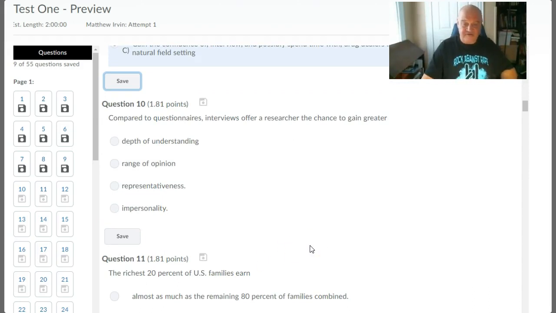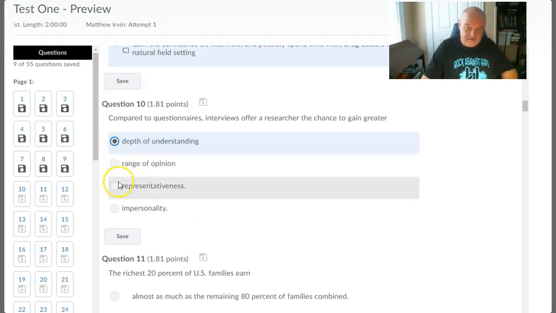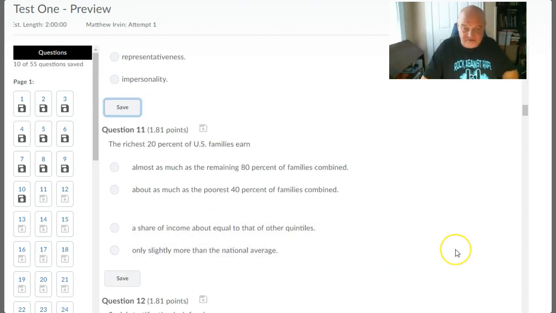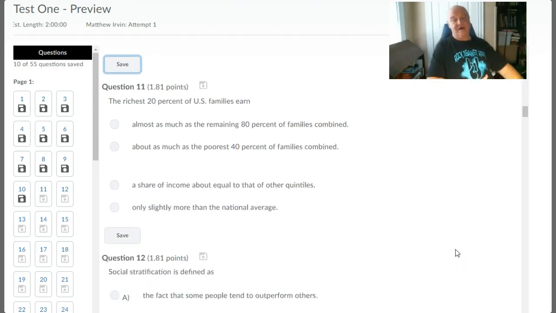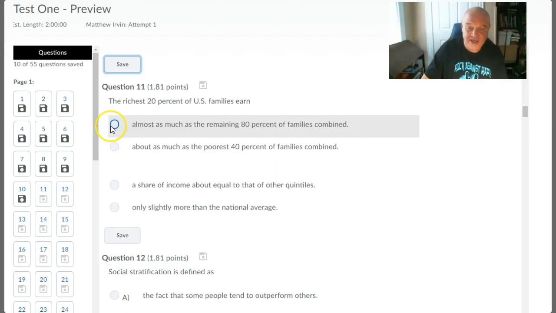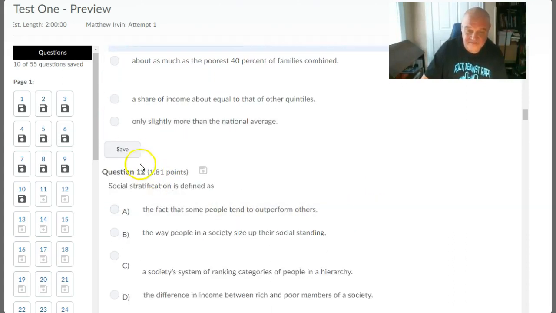Compared to questionnaires, this is question 10, interviews offer a researcher a chance to gain greater depth of understanding. Question 11, we're moving into some of the data from the chapters. The richest 20% of U.S. families earn, and the answer is almost as much as the remaining 80% of families combined.